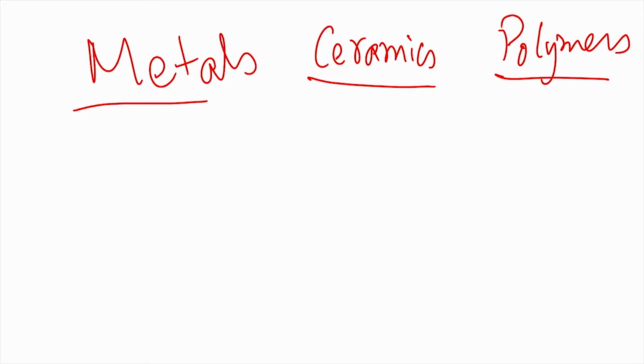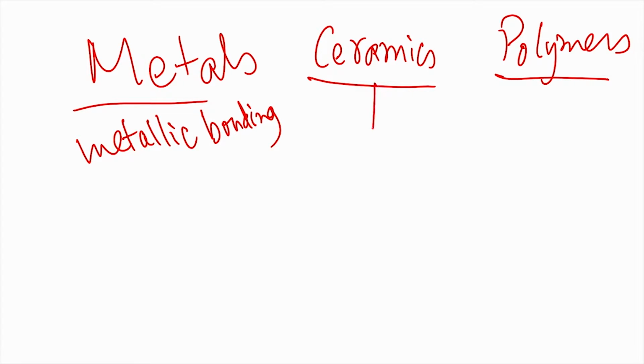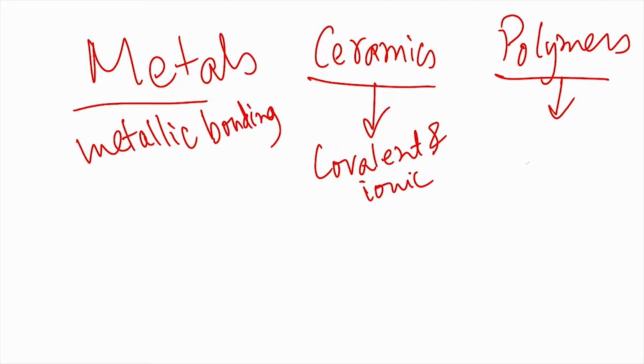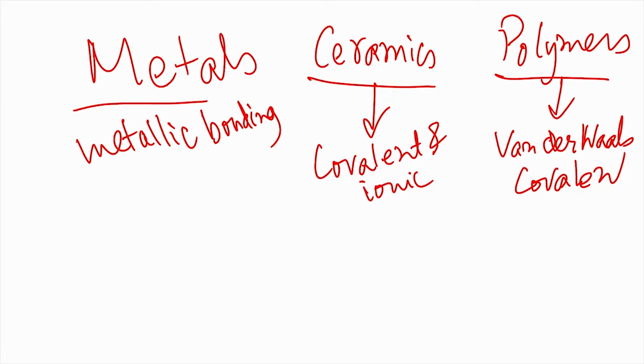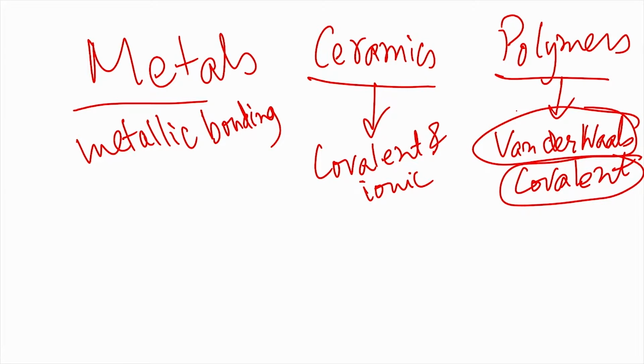Metals typically have metallic bonding. Ceramics have a different bonding compared to metals; they are essentially covalent and ionic bonded. Polymers have covalent bonds across the chain and van der Waals bonds along the chain. So, metals, ceramics and polymers are really distinguished from each other in terms of bonding.